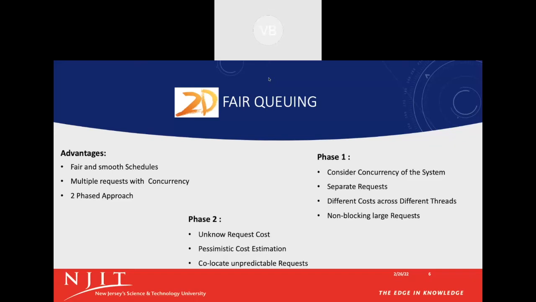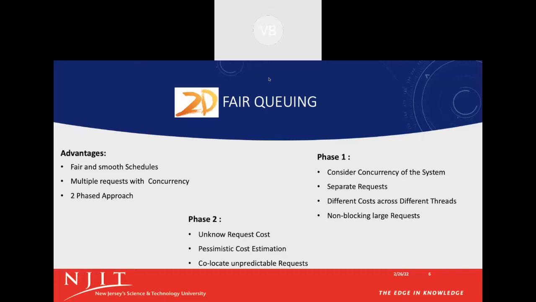So these are the advantages of using 2D fair queuing. And this is achieved in two-phased approach. In phase one, schedulers separate the request based on size, cost of execution of different requests. Then the request can be placed on a separate thread, which will substantially reduce the burstiness. The non-blocking large requests are then placed on a different thread, which won't affect the other short-lived request on the different thread.